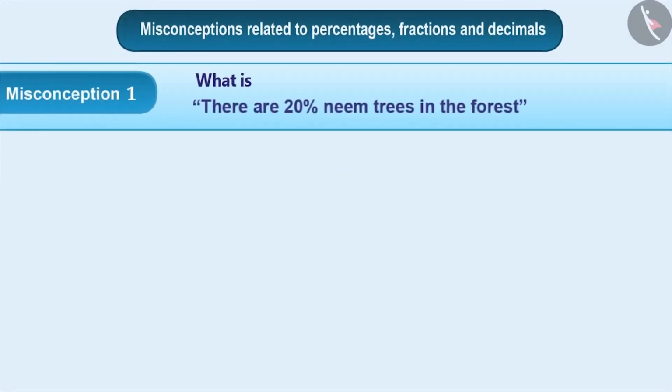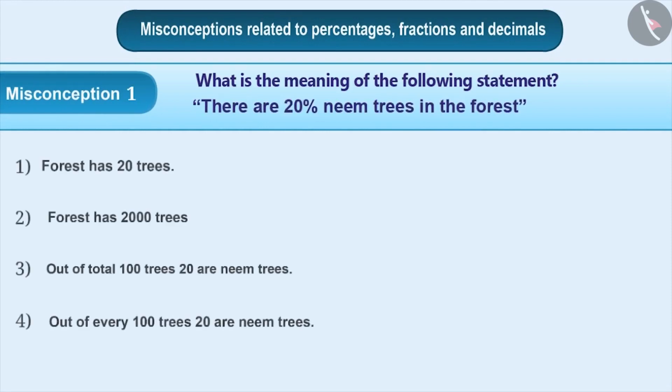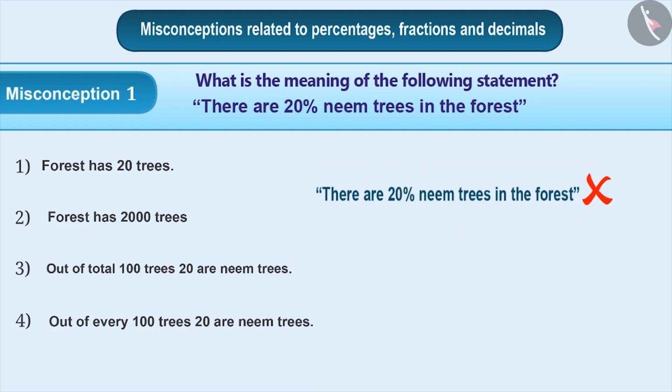Misconception 1. What is the meaning of the following statement? There are 20% neem trees in the forest. Many times, students fail to understand the concept of percentage. When they read these kinds of statements, they understand them in the wrong way. Here, some students ignore the percentage sign and assume that there are 20 trees in the forest. This is an incorrect understanding. Therefore, option 1 is incorrect.